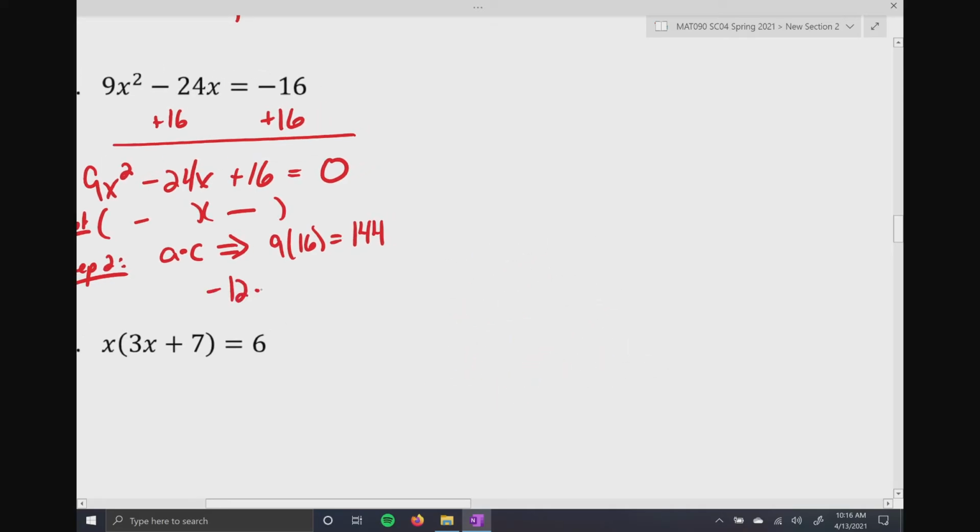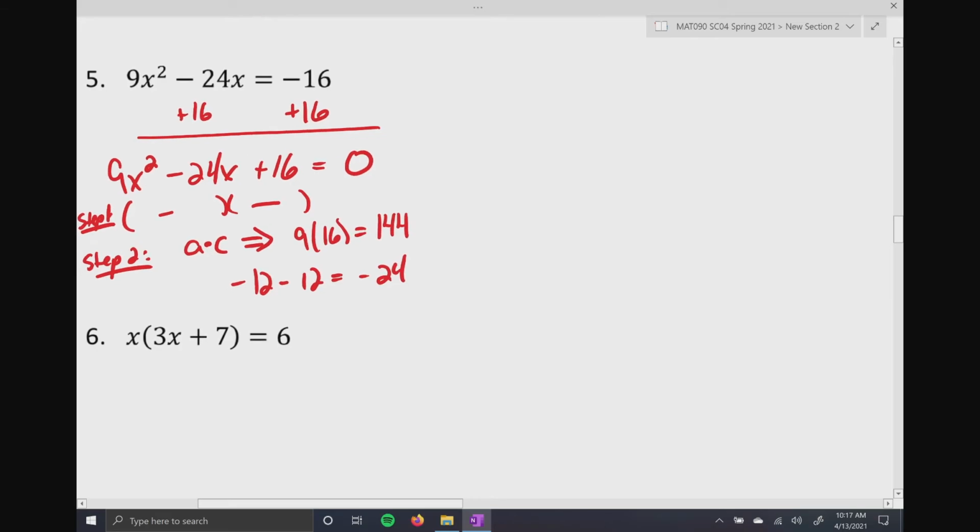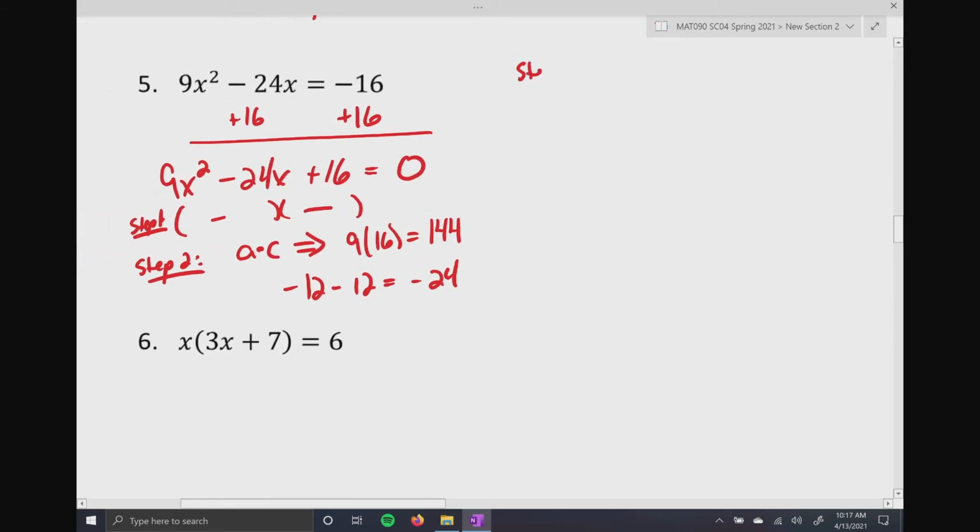And directly underneath, I'm just going to write negative 12 minus 12 equals 24. So step 3, we're going to rewrite that middle term. Negative 24x equals negative 12x minus 12x. And our last step, now we can finally factor by grouping.